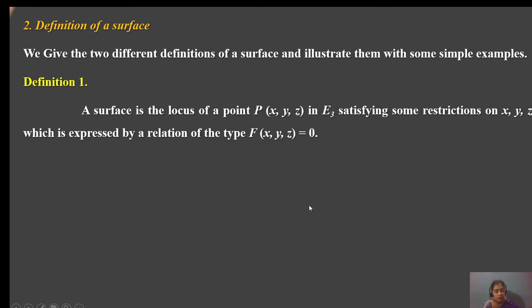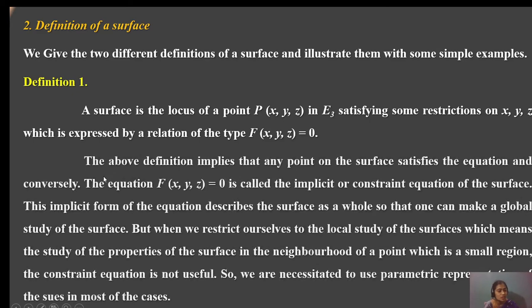Suppose we are given any surface and we consider one point P. It generates three coordinates x, y, z in E3 satisfying some restriction, which is generated if we convert it to a function f(x, y, z) equals 0. The above definition implies that any point on the surface satisfies an equation of this form. The equation f(x, y, z) equals 0 is called the implicit or constraint equation of the surface.